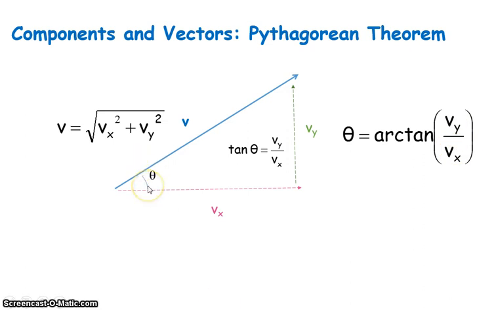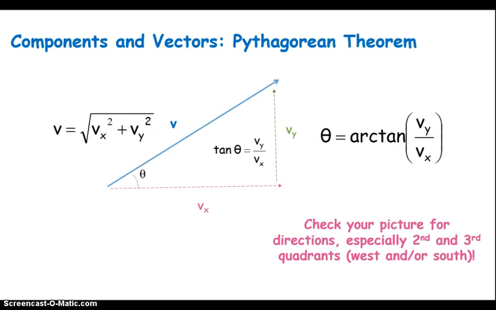Assuming, of course, the picture looks exactly like this in every particular. It's going north and east, up and to the right, and it never has the temerity to go into any other quadrant. Always check your picture. If you are in the second or the third quadrant, if you're going west and or south, check that picture because the calculator's arctangent and the angle on your picture will probably not be the same.